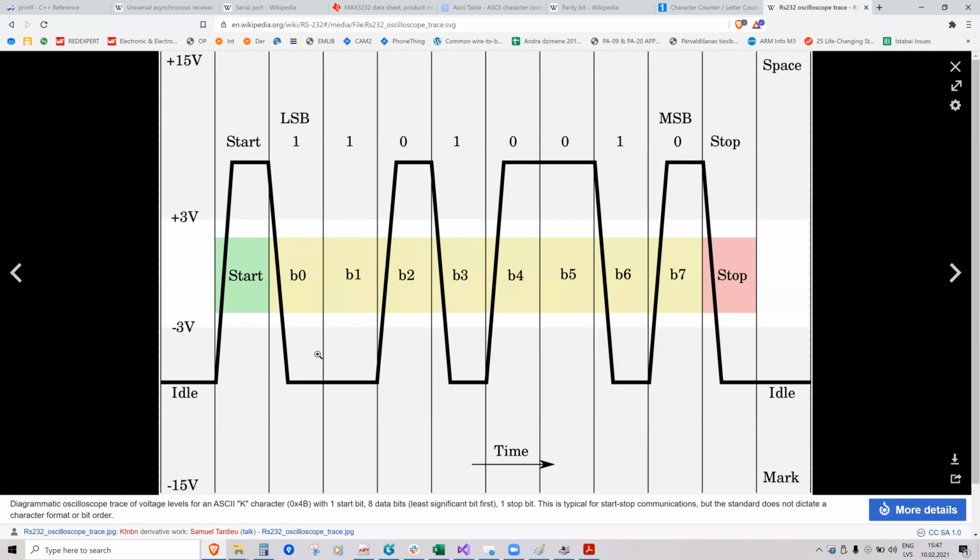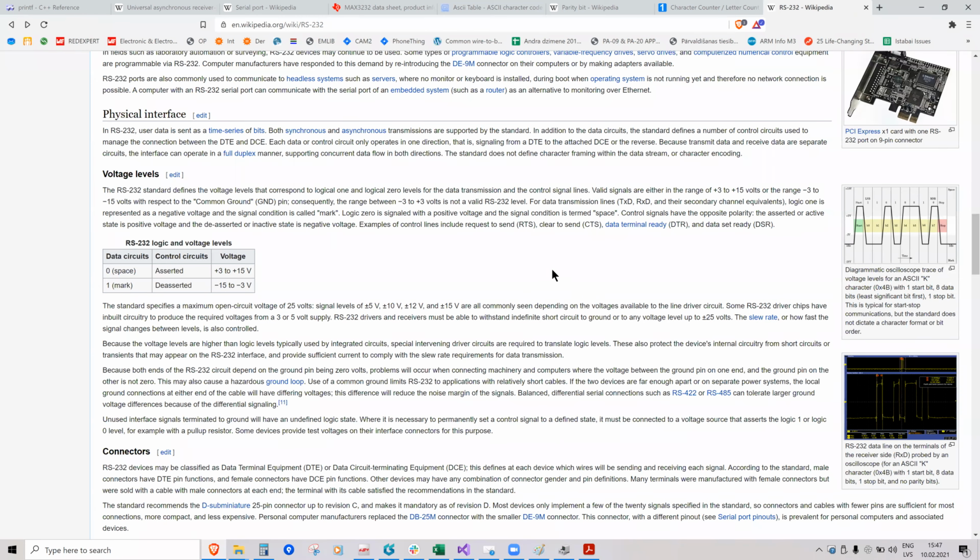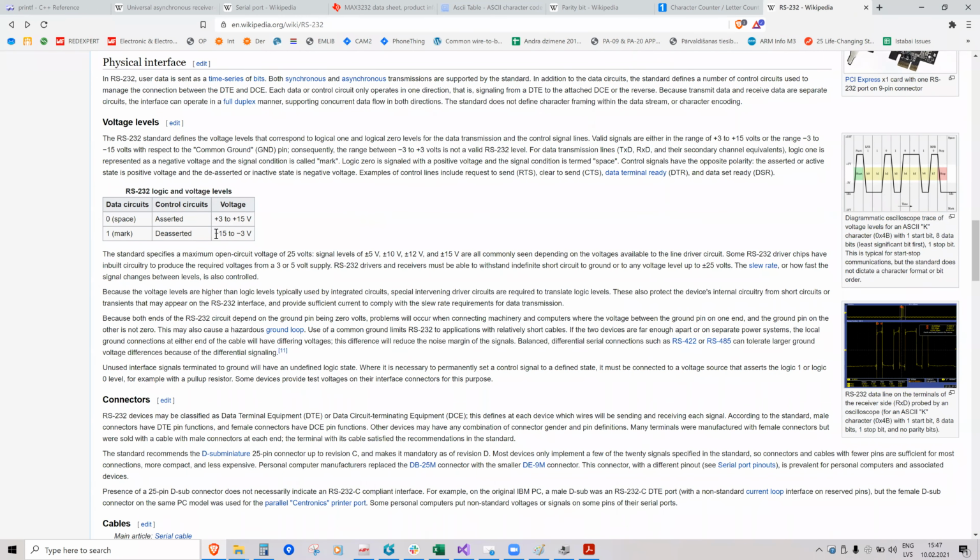So higher amplitude means it's less prone to noise and electromagnetic interference. The voltage level for de-asserted, or one, is -3 to -15 volts. If it's -2, it means that the cable is too long and it cannot drive it properly. And 0 is at least plus 3 volts, but at most plus 15 volts.